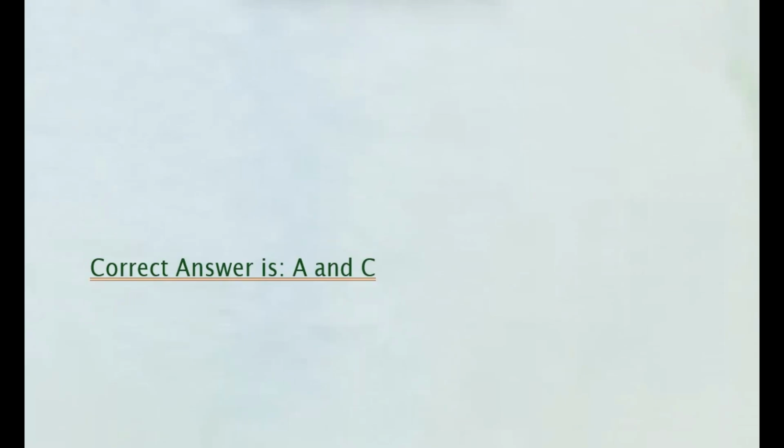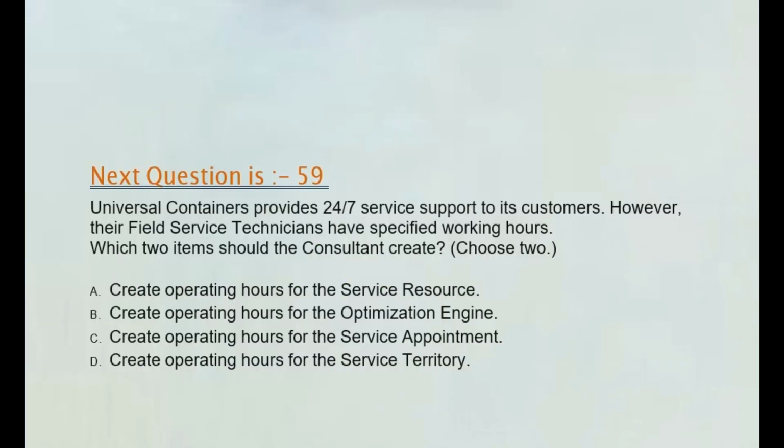Correct answer is option A and option C. Question is Universal Containers provides 24 by 7 service support to its customers. However, their field service technicians have specified working hours. Which two items should the consultant create? Option A, create operating hours for the service resource. Option B, create operating hours for the optimization engine. Option C, create operating hours for the service appointment. Option D, create operating hours for the service territory.